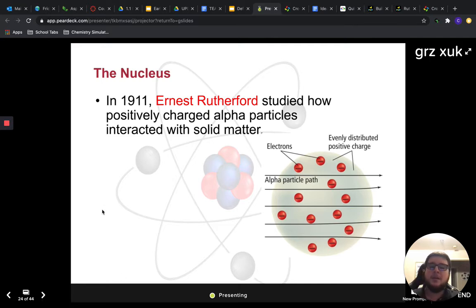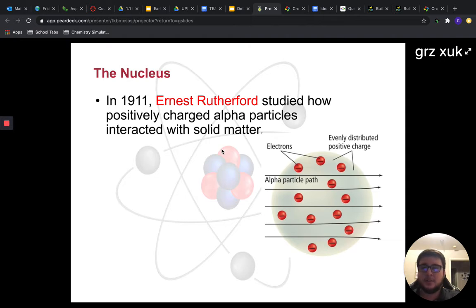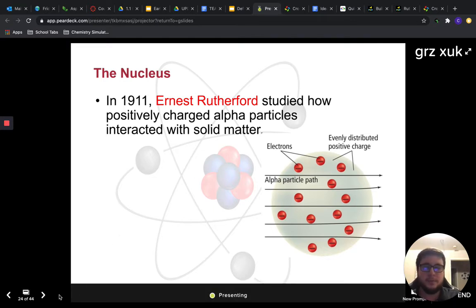Okay? All right, so after the discovery of the electron comes the discovery of the nucleus. So in 1911, a guy by the name of Ernest Rutherford studied how positively charged alpha particles interacted with solid matter. And Ernest Rutherford at the time didn't really even know what alpha particles were. He just knew that if he took solid radium, it was very unstable and radioactive, and that it emitted these particles, and he was just going to see what happened if he emitted those particles towards a sheet of gold foil, basically like aluminum foil that's coated in gold, right?